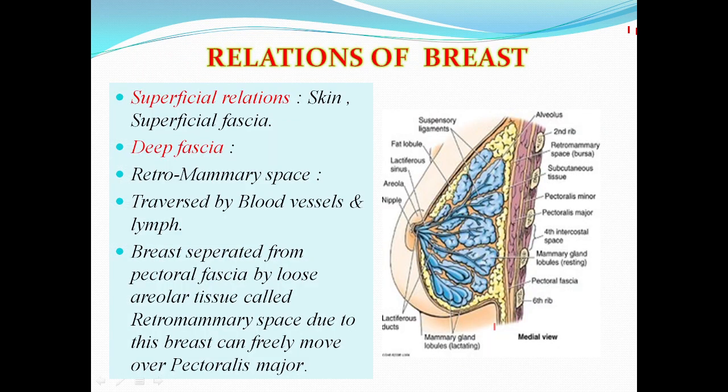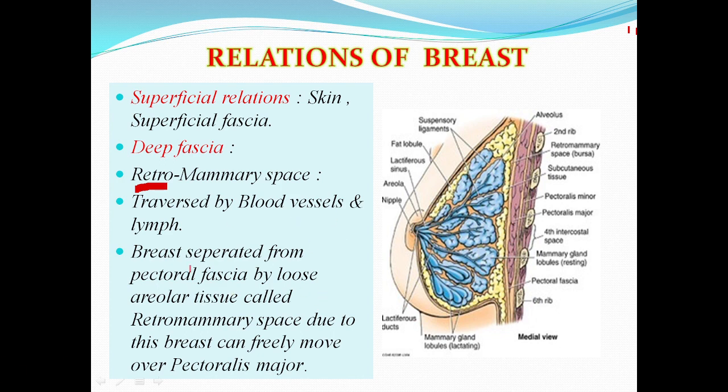With that, we are done with the external features and parts of the mammary gland, and now we are moving on to the relations of the gland. To be remembered: superficial relations and deep relations. Superficially, the gland is related to the skin and superficial fascia. Behind the gland is the deep relation. It is traversed by a lot of blood vessels and lymphatics, so I am going to mention it as the retromammary space. Retro means behind; behind the mammary gland there is a space called the retromammary space, where the blood vessels pass through.